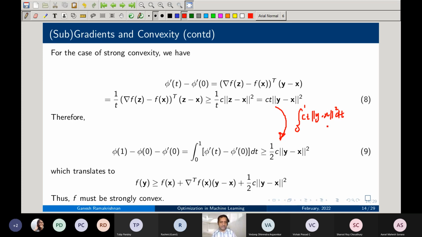Any questions? This brings us to some more analysis of gradients, subgradients, monotonicity, their relationship, and a definition of convexity in terms of monotonicity of gradients or subgradients and so on. I think we'll now move on to optimization. Any questions?